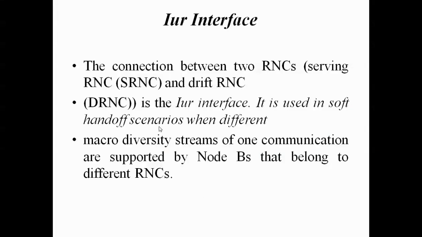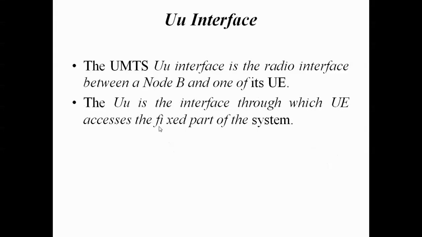And next we will see the Iur interface. It generally provides the connection between two RNCs. It is usually used in soft handoff scenarios, when different macro diversity streams of one communication are supported by Node B that belongs to a different RNC.